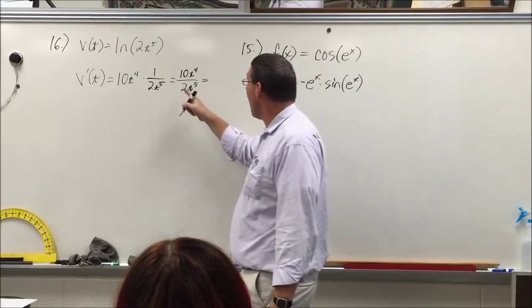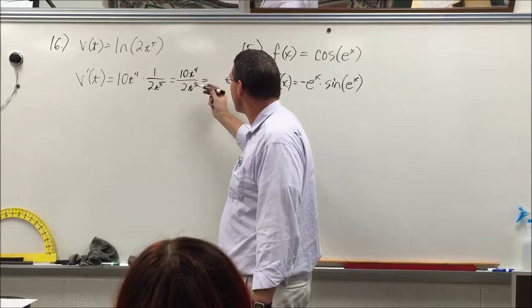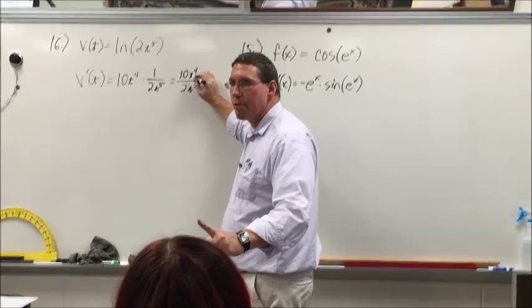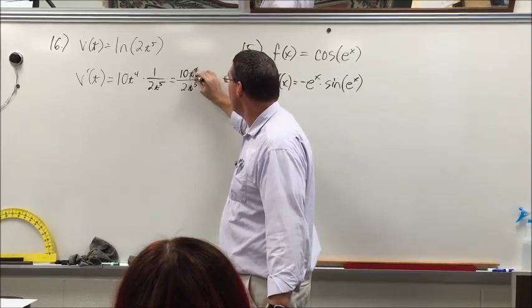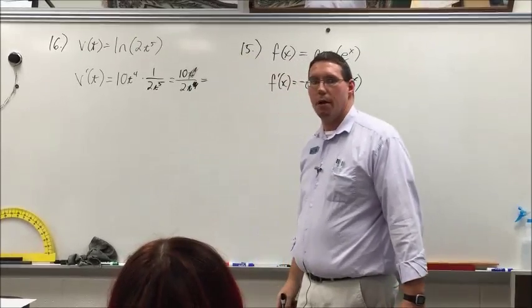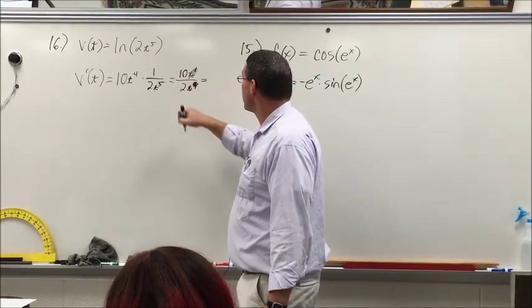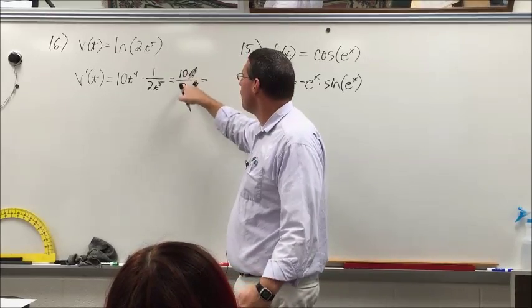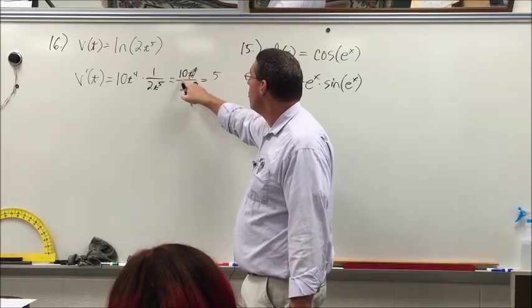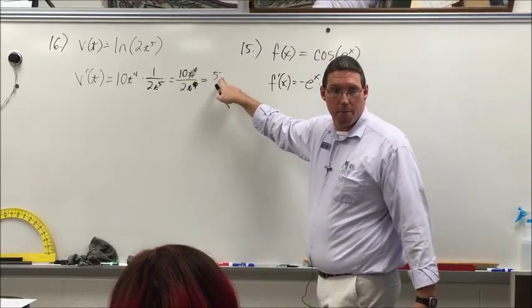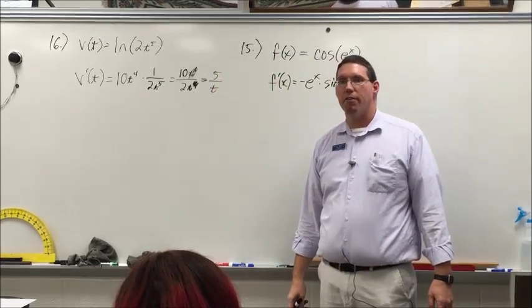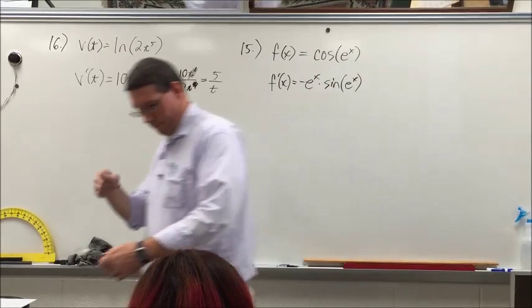Now what's going to happen here? What's t to the fourth over t to the fifth? We're going to cancel how many t's? 4 of them. All 4 in the numerator get canceled, and 4 of the 5 in the denominator get canceled. Because 10 over 2 is 5. Remember, we don't want negative exponents. So it's 5 over t. That was cool.